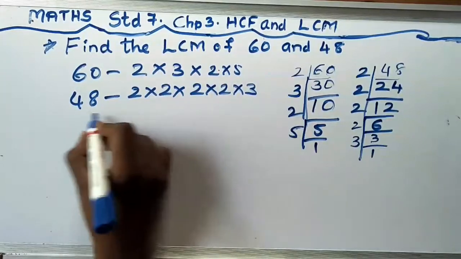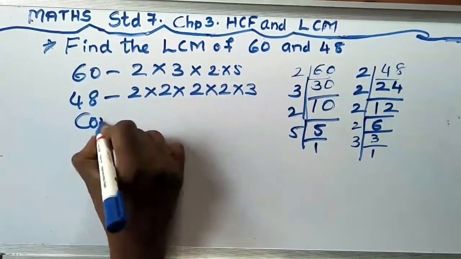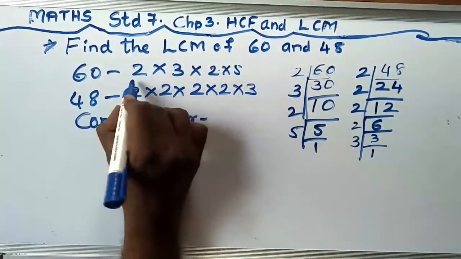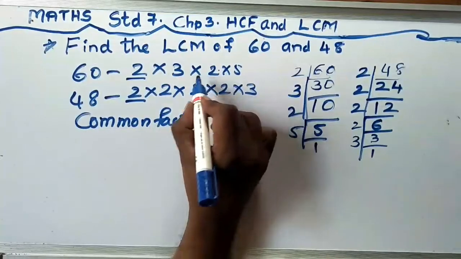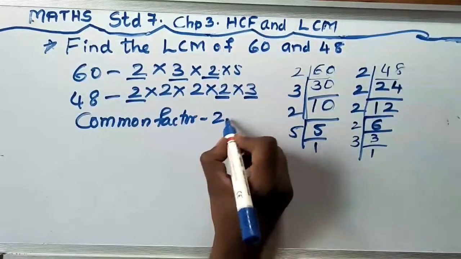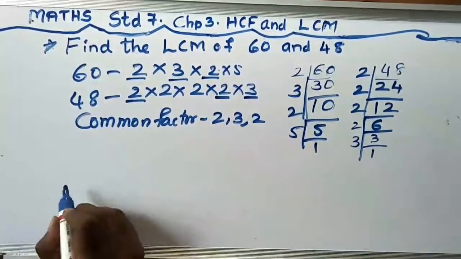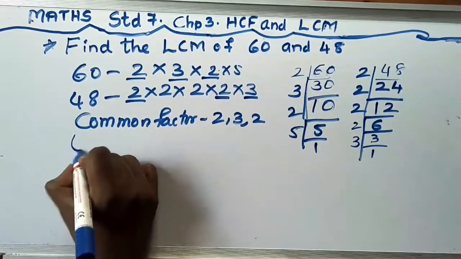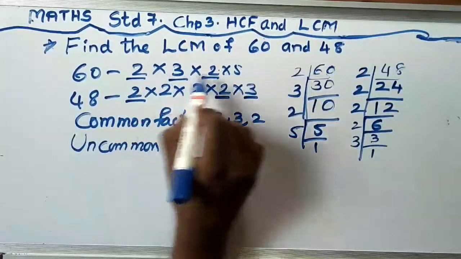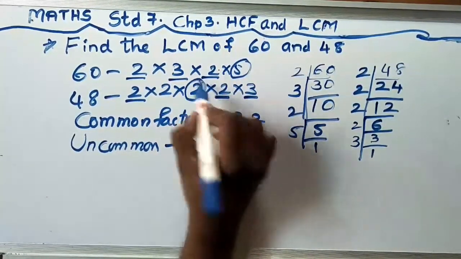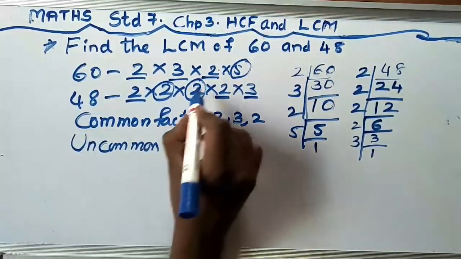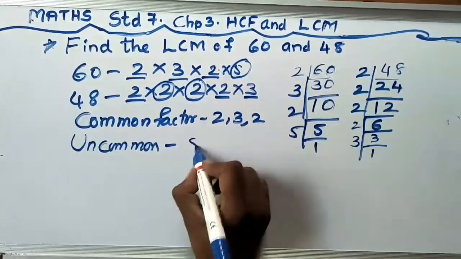Now how to find the LCM? In HCF we found the common factor. Here also we want to find the common factor. Let's find the common factor. 2, 2. Again here 2, 2. 3, 3. Now 2, 3 and 2. This is the common factor. Which is the uncommon factor? Here 5, 2 and this 2. These are the uncommon factors. I'll write 5, 2, 2.